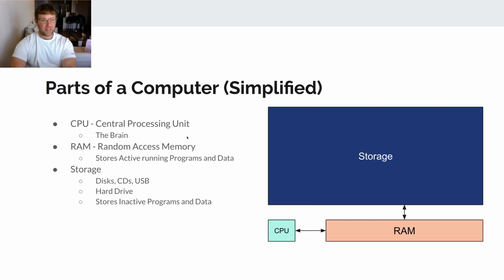So again, very simplified concept of a computer. We have three parts. We have the CPU, which is the central processing unit. This really is the brain. It's making all of the decisions. All of the logic happens here.